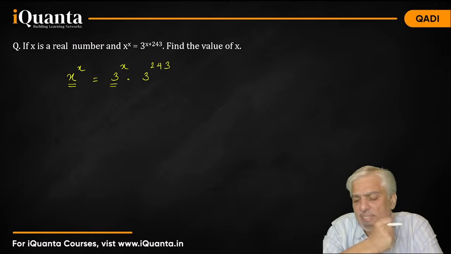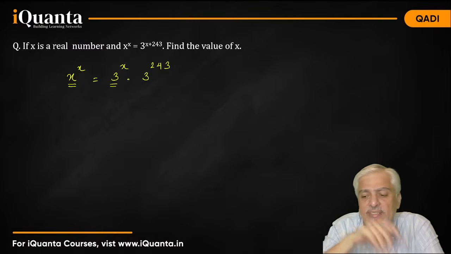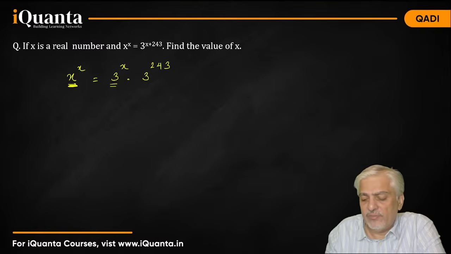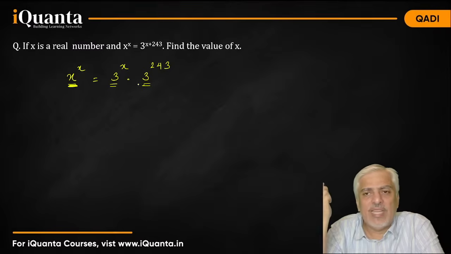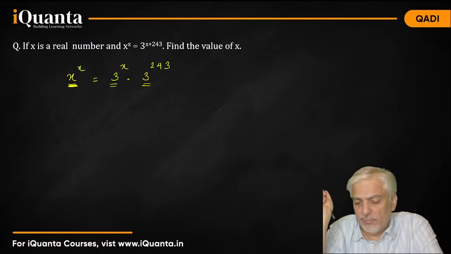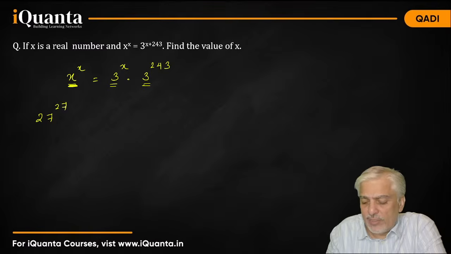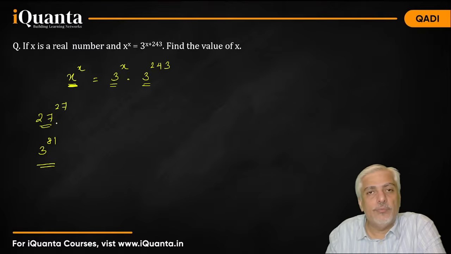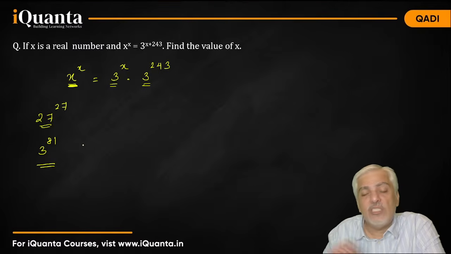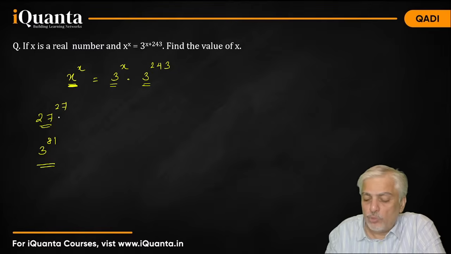So I quickly started thinking, if x is 3 itself, yeah, you all have got the right answer, there is no way the left hand side will be equal to the right hand side, because the right hand side is too big. Same for even 9, it is too small. Let me check for 27. So for 27, it's 27 raised to 27, which is 3 raised to 81. Still it is too small, because 27 is 3 cube, so it's 3 raised to 81, which is still too small, because this itself is 3 raised to 243.